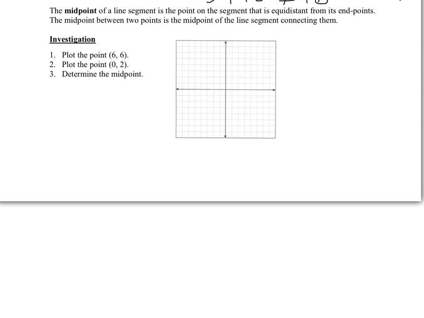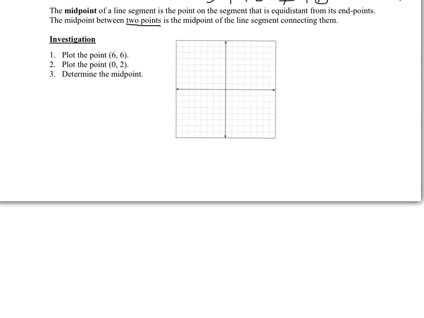The midpoint of a line segment is the point on a segment that is equidistant from its endpoints. Now, when you're talking about that on a coordinate plane, the midpoint is the point halfway between the 2 points, on the line segment connecting them. So let's look at the little investigation here and see what happens.